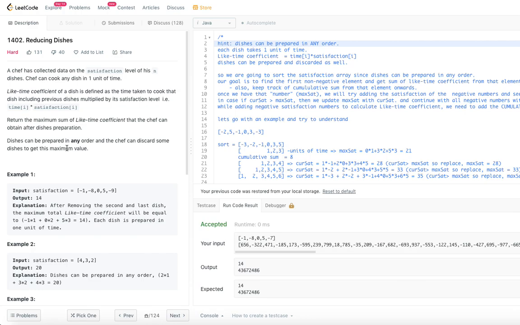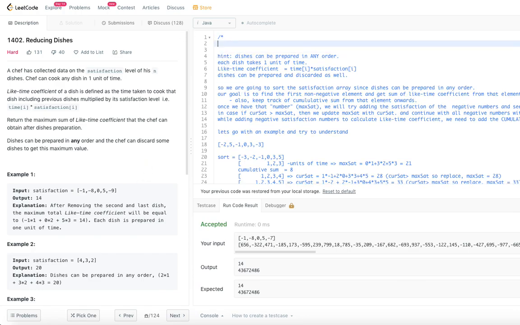We also have the information that each dish takes 1 unit of time, but the satisfaction level will be multiplied by not just the 1 unit, but it includes the time taken for the previous dishes as well, right? So that's what it said: time taken to cook that dish including the previous dishes. That is what we are multiplying by the satisfaction level, so time of i. Let's try to understand that with an example. Let's take this first example.